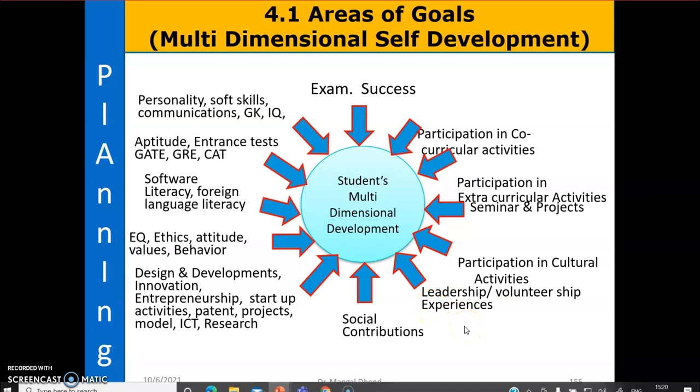Work hard. If you do not create a mind map of all these areas, how will you set the goals? And if you do not set the goals, how will you get results in all these areas? You must plan some goals in social contributions. This is highly important nowadays. I told you the significance of social contribution. Then you have to plan your development, research, ICT, startup activities, models, and projects. You have to do these so that at the time of interview you can say, I have done this many projects, I have done this project, like that.